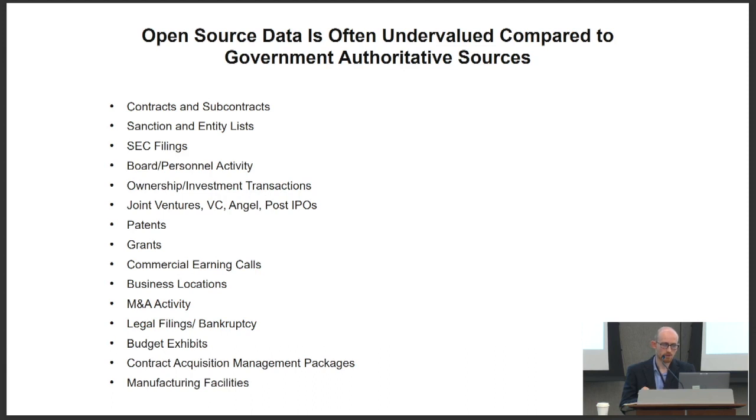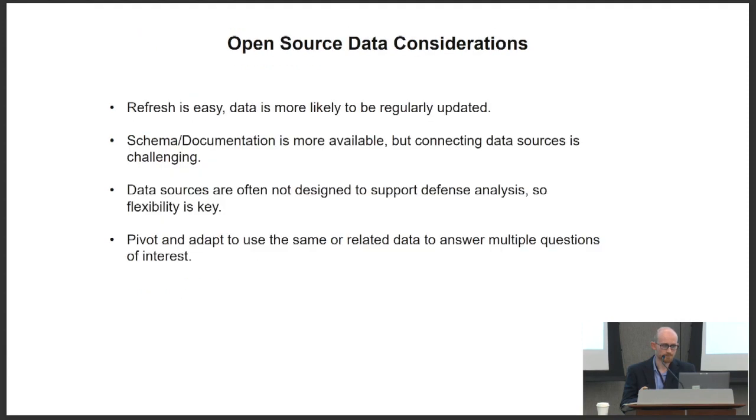So we have things like contracts, subcontracts, sanctions, SEC filings, mergers and acquisitions, manufacturing facilities. The list goes on. These are just a few examples, and these are very rich data sources, very valuable data sources that can be used to fill in some of those gaps.